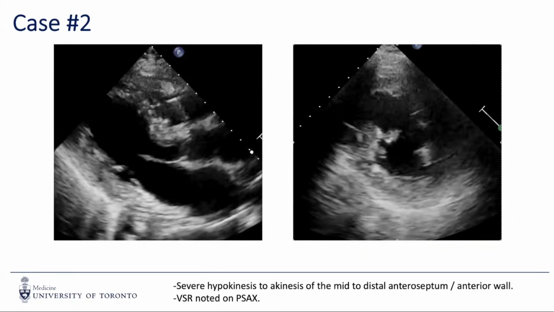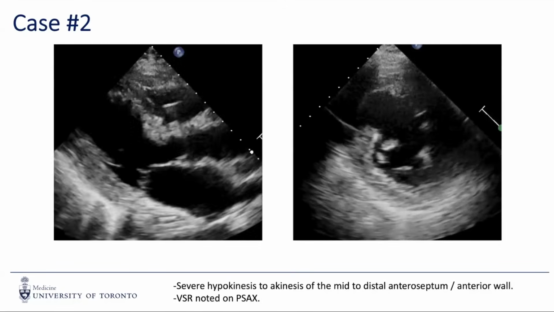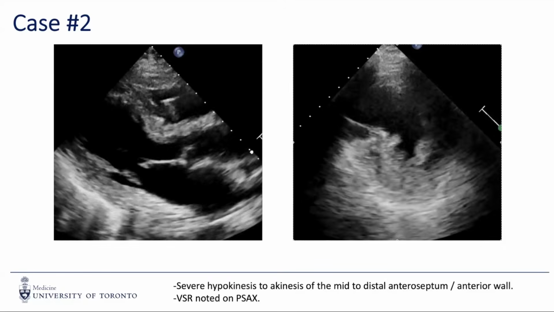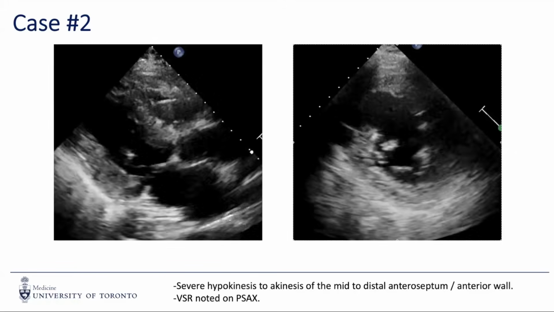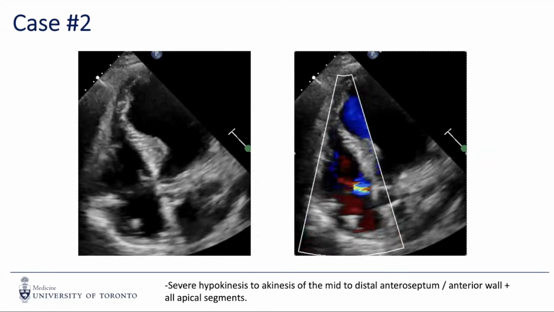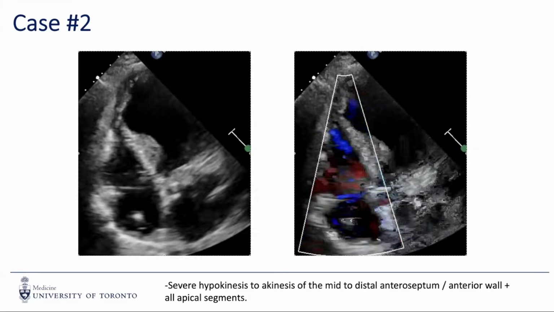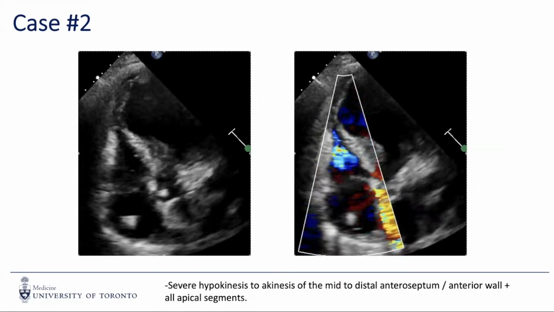This was the echo that they had 4 days later. You can appreciate how the anterior septal wall seems to be hypokinetic there. And you can appreciate that even on the parasternal short axis, you can really see that ventricular septal rupture there. With the apical four chamber, you're able to appreciate that defect, and you're able to appreciate the flow going through the defect with the septal akinesis as well.